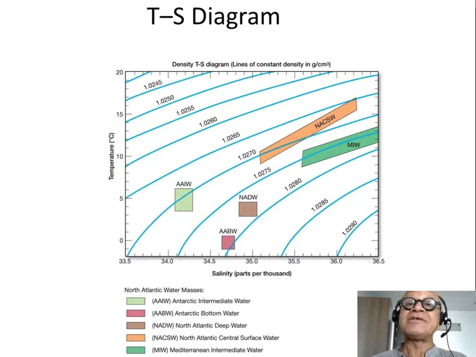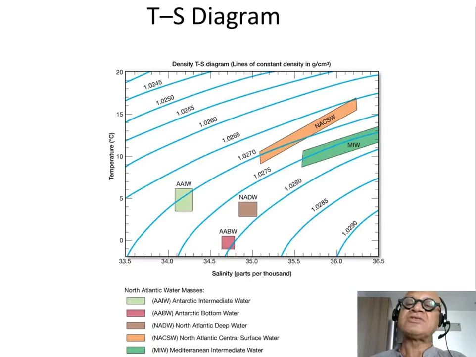Remember, we're adding salinity and going away from pure water density of 1.0 grams per centimeter cubed. Antarctic bottom water is sitting here at 1.028, the heaviest of all water masses in the world. Antarctic intermediate water is lighter. North Atlantic deep water is here, heavier than the Antarctic intermediate water.